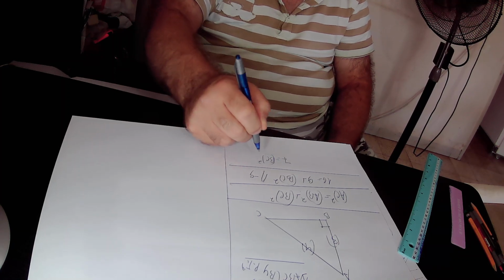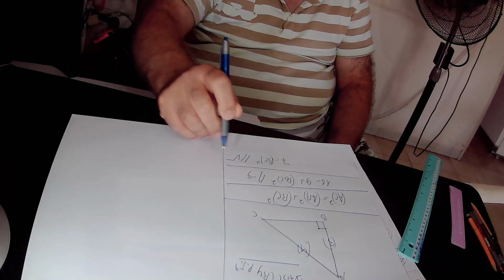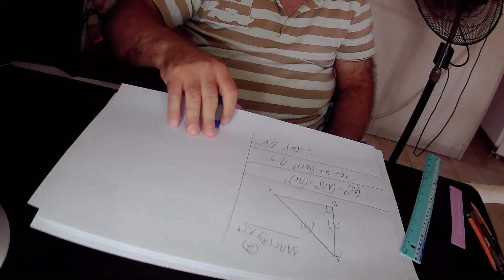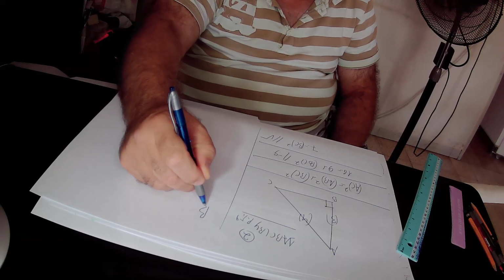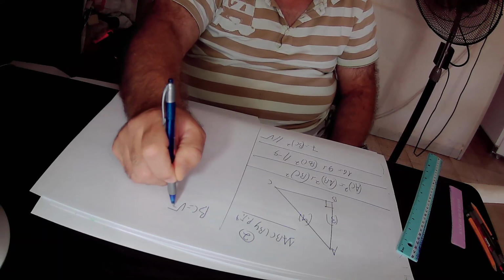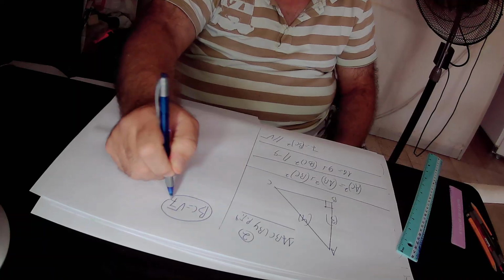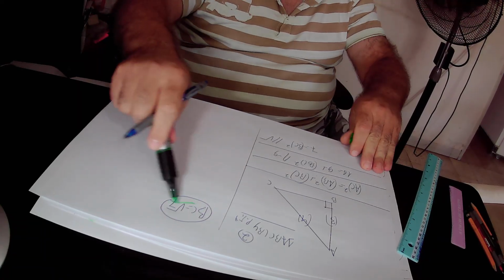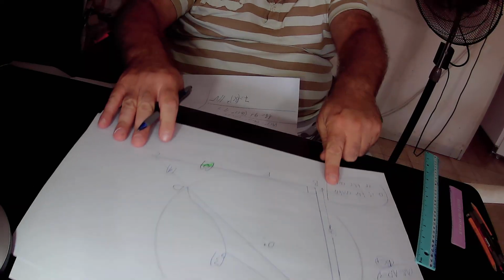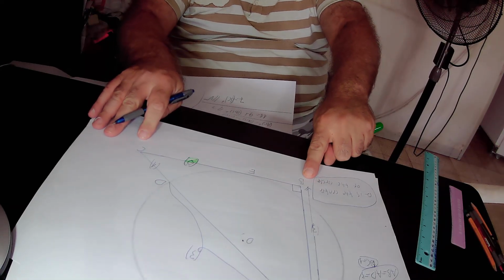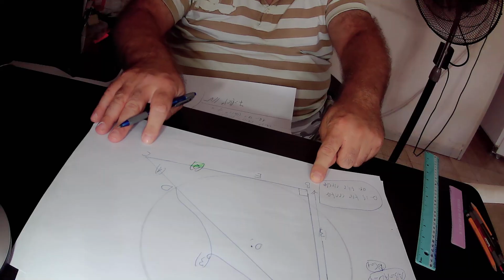Here we take a root of this equation, and finally we get that BC, the length of the missing side BC, is equal to the square root of 7 units. So here, this is the missing side BC, equal to the square root of 7 units in its length.